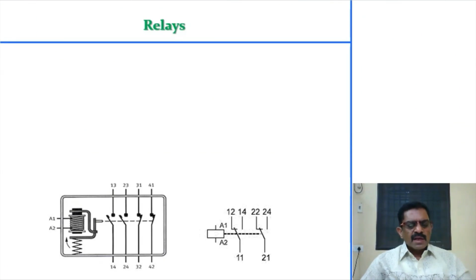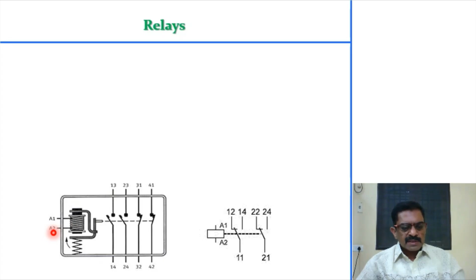So relays are a very important component in electro-pneumatics. This is a relay coil. You can see these are the two windings, the winding of the coil. A1 and A2 are the power terminals. When it gets supply, the coil will be energized, and the relay contact will come in contact with this terminal. So there will be actuation. That is the working principle of a relay.